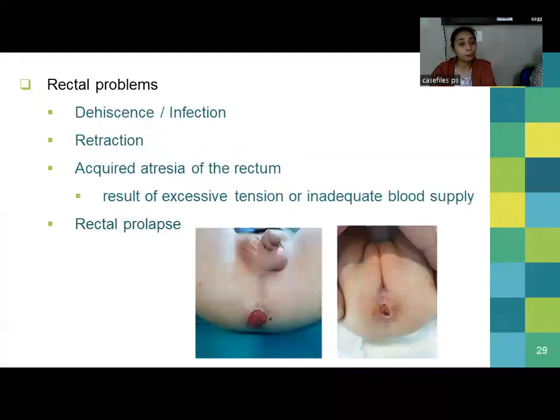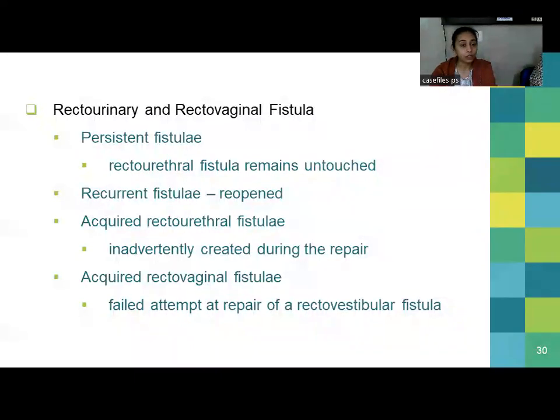The rectal problems could be dehiscence or infection, retraction of the rectum, acquired atresia of the rectum, again because of excessive tension or inadequate blood supply, or rectal prolapse, which is more commonly seen in laparoscopic-assisted surgeries. Rectourinary or rectovaginal fistula can be seen.